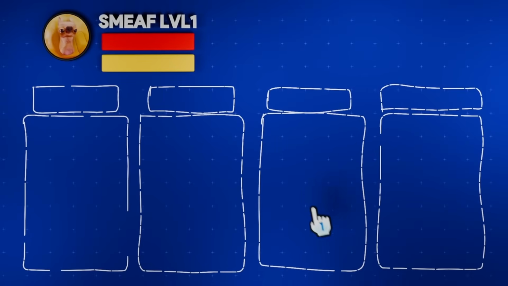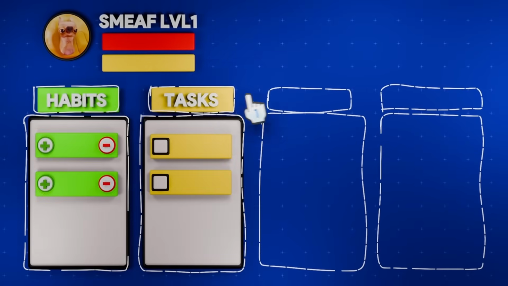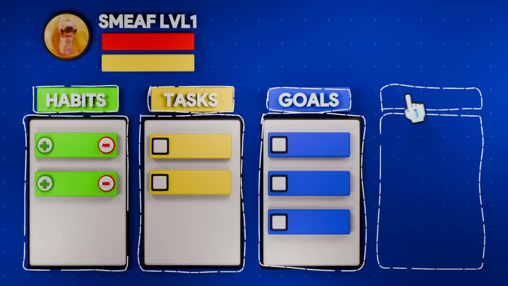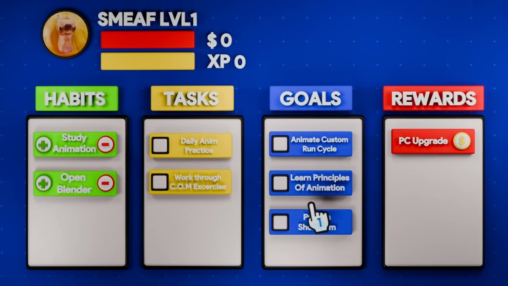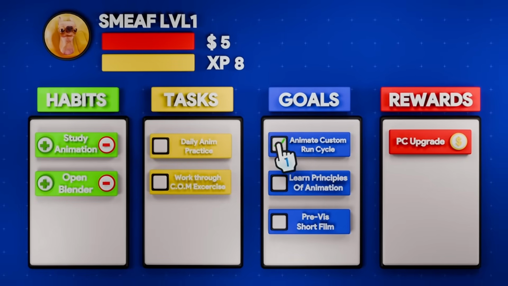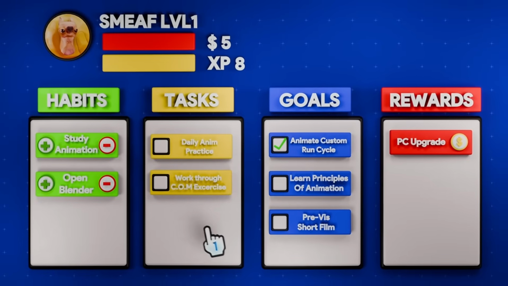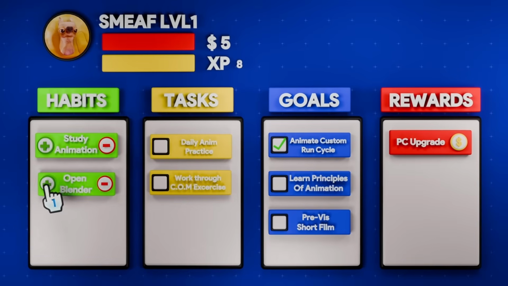Each box represents something different. One for habits, one for daily tasks, one for major goals, and one for rewards. All you need to do now is fill these out. And because we have our map from level 1, we can basically just copy paste a lot of this stuff into it. So for example, my boxes would look something like this. And if I reach a goal, I'd get a set amount of XP and gold. Or if I do a habit like open Blender, I get an XP point.